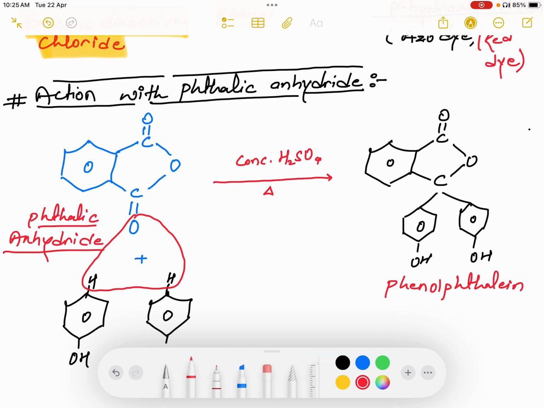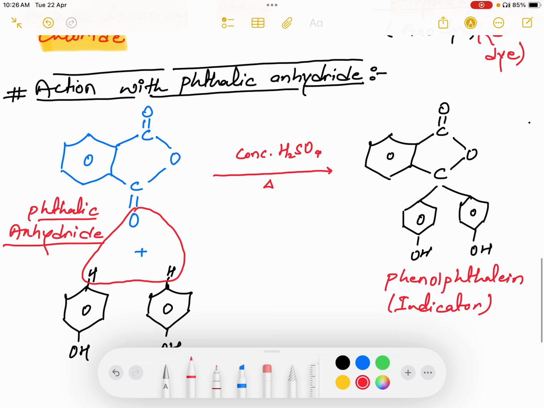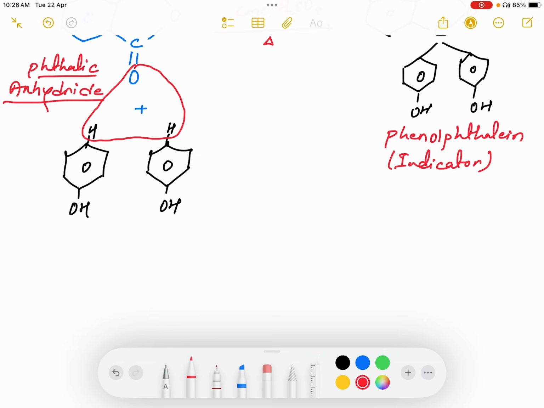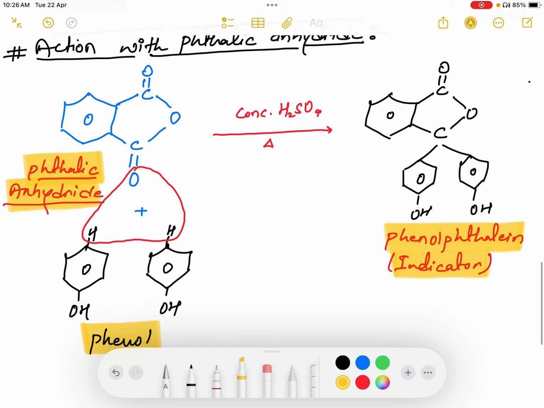Phenolphthalein indicator. Okay, so this is how we prepare the indicator. So how do we prepare this? When phthalic anhydride is treated with phenol, we get the phenolphthalein indicator, and it is treated with conc H2SO4 and heat.